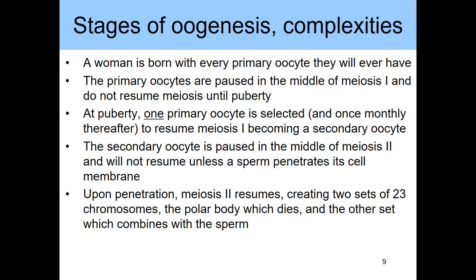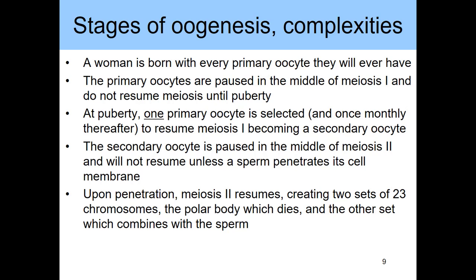As I said before, a woman is born with every egg she will ever have. All of those eggs are at the stage of primary oocyte at birth. The primary oocytes are paused in the middle of meiosis 1 at birth, and basically they stay that way until puberty occurs. At puberty, just one primary oocyte is selected to resume meiosis 1 and become that secondary oocyte. Every month thereafter, another primary oocyte will be selected to become the secondary oocyte.